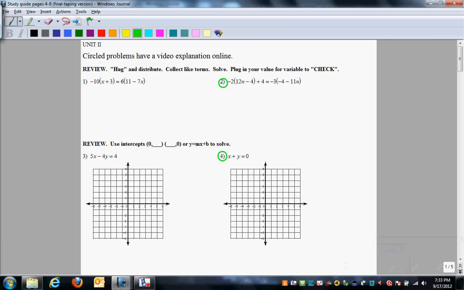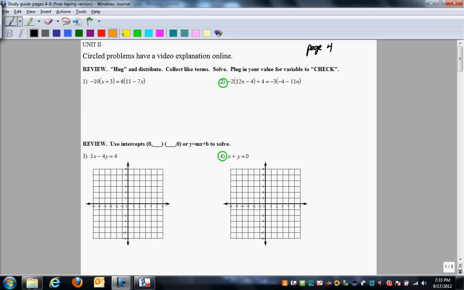Students, these are the video explanation problems for the Unit 2 study guide. We're starting here on page number 4, problem 2.